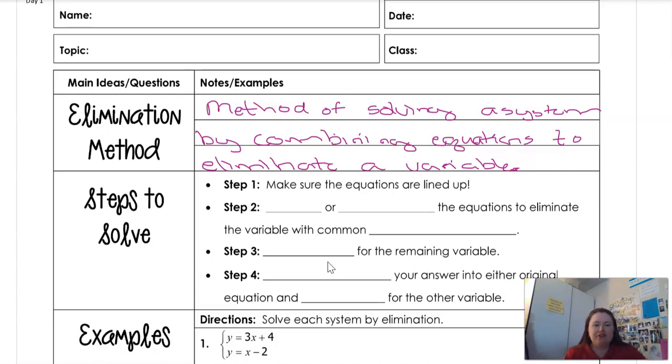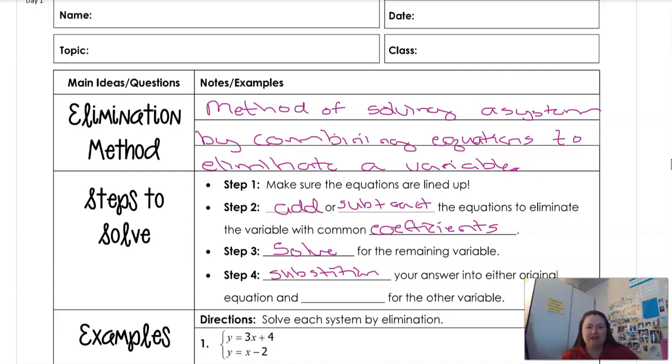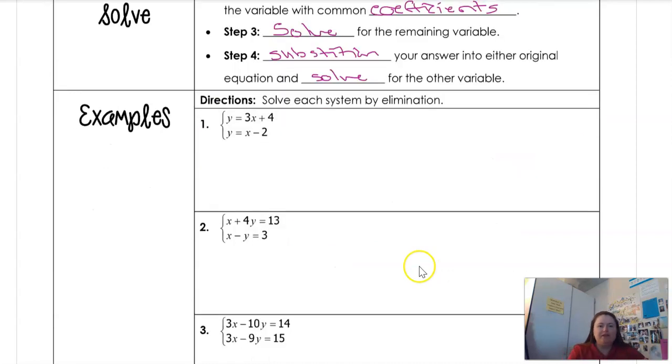Okay, so then step two, we're going to either add or subtract the equations to eliminate the variable with common coefficients. And then we're going to solve for the remaining variable. And then we're going to substitute our original answer. And this part is going to be a lot like the substitution method. So steps 1 through 3 are specific to elimination, and then step 4 is the same whether you use elimination or substitution. And then we're going to solve for the other variable.